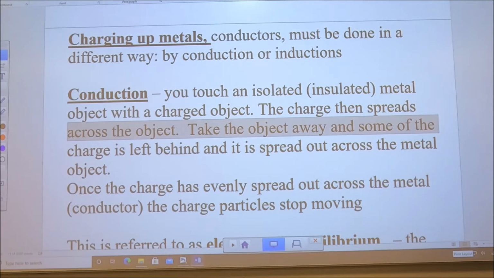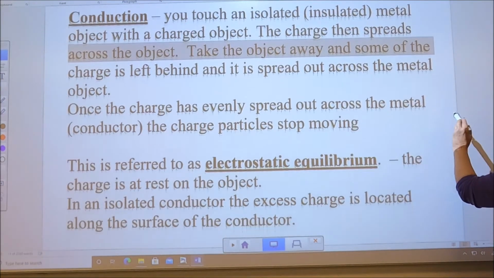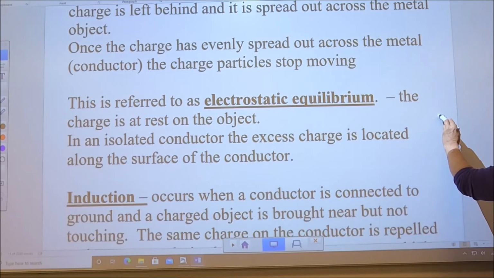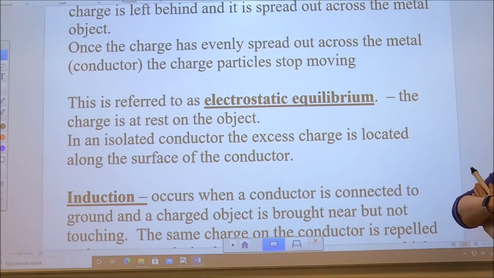Take the object away, and some of the charge on the charged object you brought up next to the metal has been transferred, and it stays on the metal. Okay? Now, when the charge is placed on the metal, it'll spread out over the whole surface, and the charge will come to rest. This is called electrostatic equilibrium. Okay? In an isolated conductor, all the excess charge is located on the surface of the conductor. Later I'll explain why. Okay?